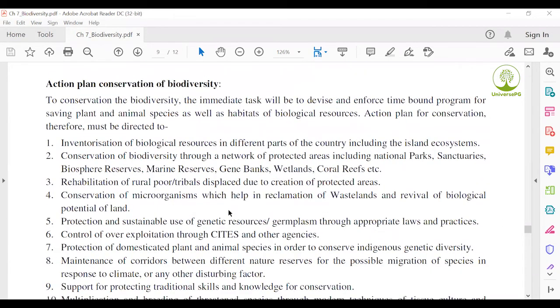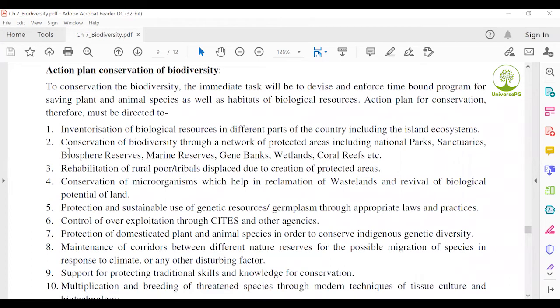Action plan for conservation of biodiversity. How can we conserve biodiversity? By using different policies and procedures, and also the implementation of the conservation of biodiversity. First, some action plans.